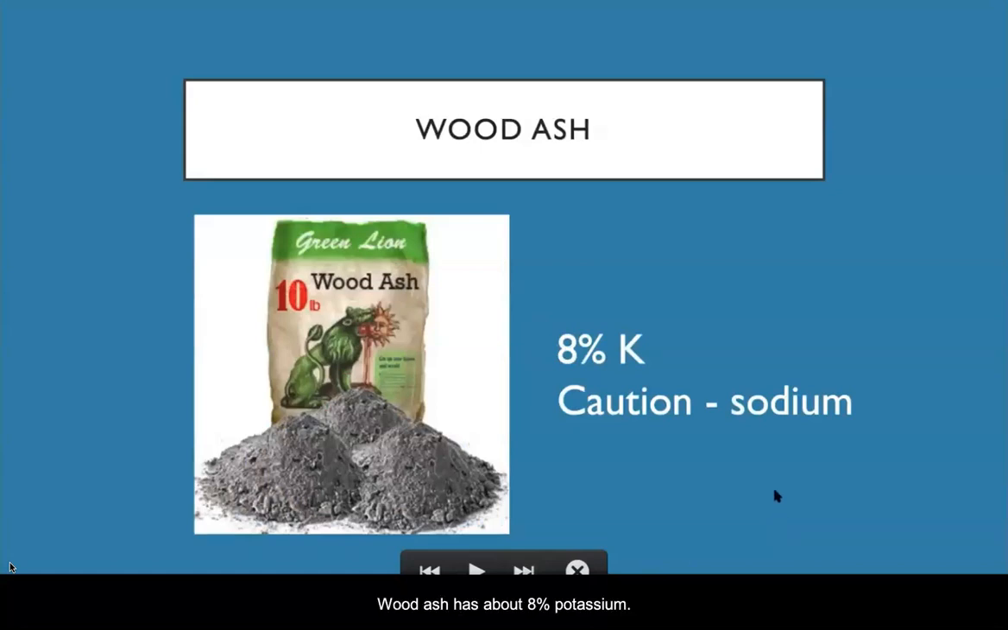Wood ash has about 8% potassium. We do want to use this very sparingly because it does contain sodium. A lot of folks would like to use wood ash to change their soil pH, but in the amounts that you actually need to apply to change your soil pH, it's actually adding a lot of that sodium to your soil. We don't want to do that. So you either use wood ash very, very sparingly or not at all. And if you've used it once, try not to ever use it again because that sodium really does not go away anytime soon.